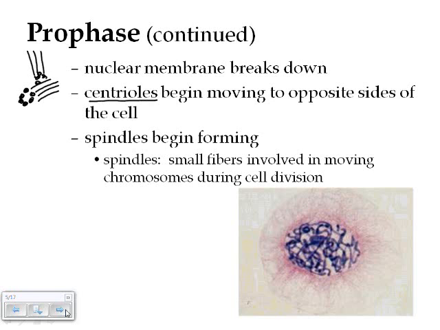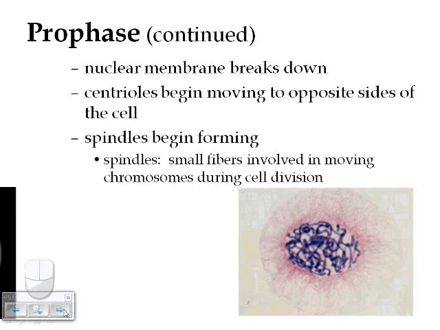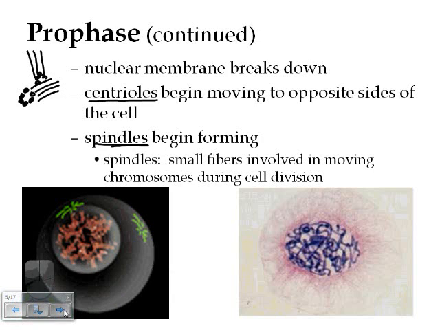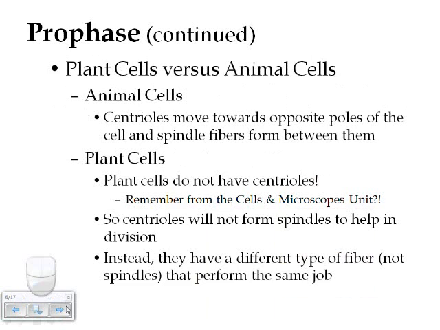And as they move to opposite sides, these things called spindles are forming. They're small fibers that are going to help to move the chromosomes during this division process. So if you look, here are two centrioles in this picture, and you can see that they're kind of starting to move to opposite sides of our cell.